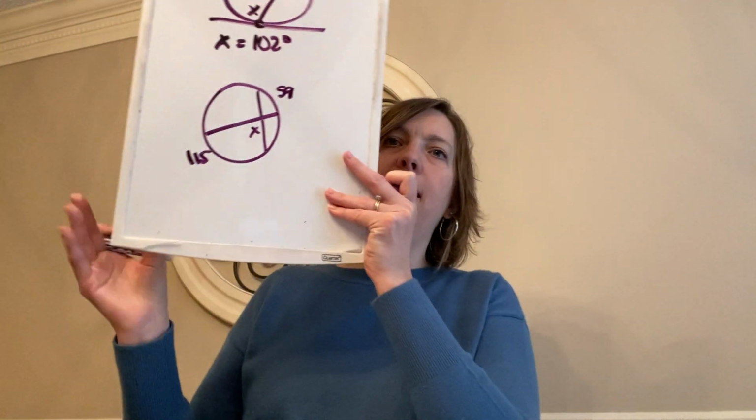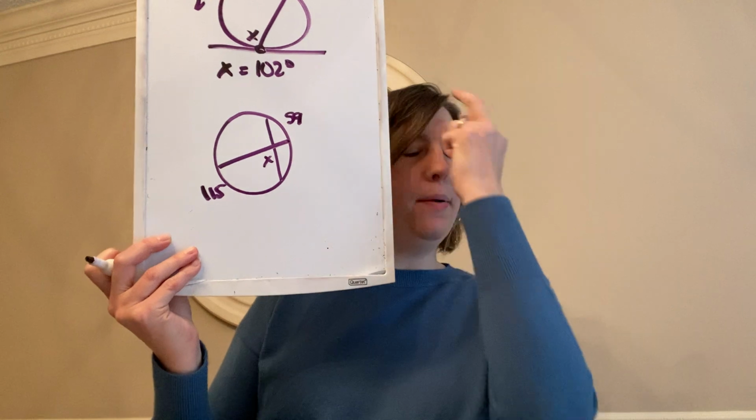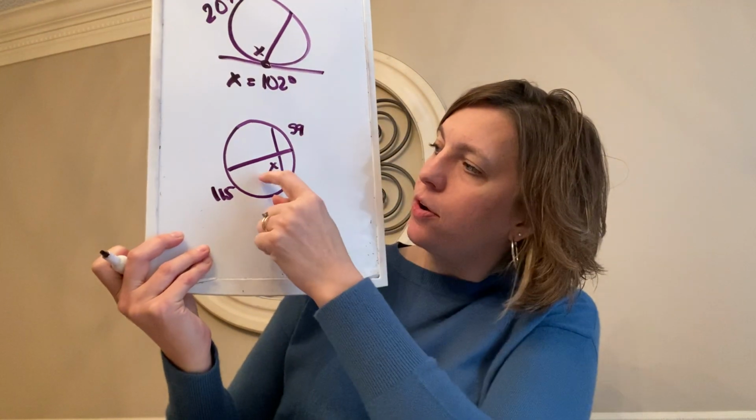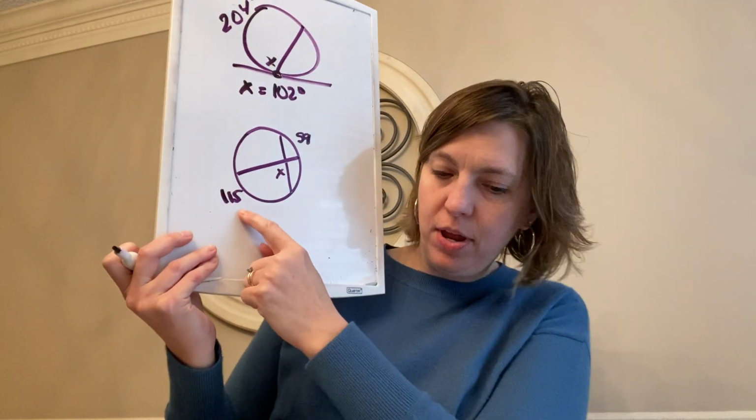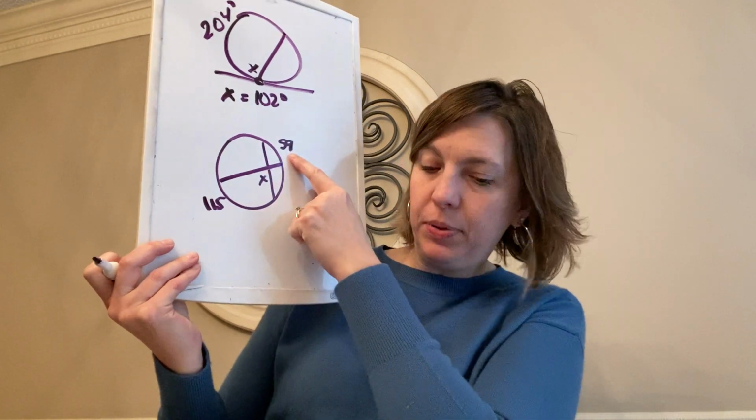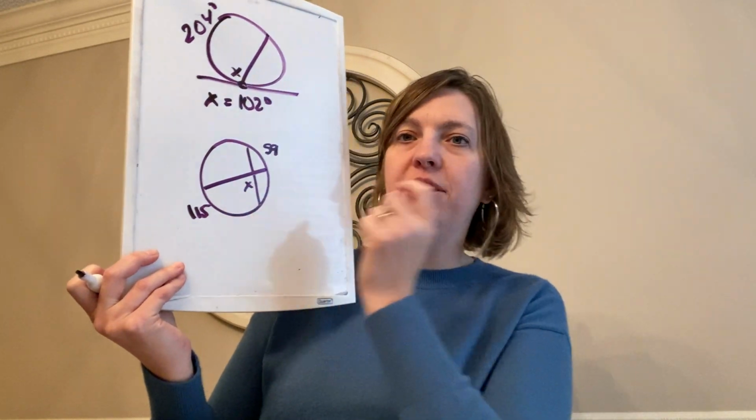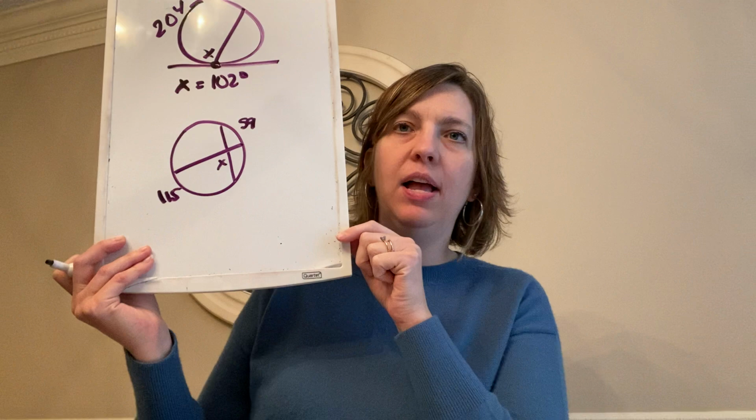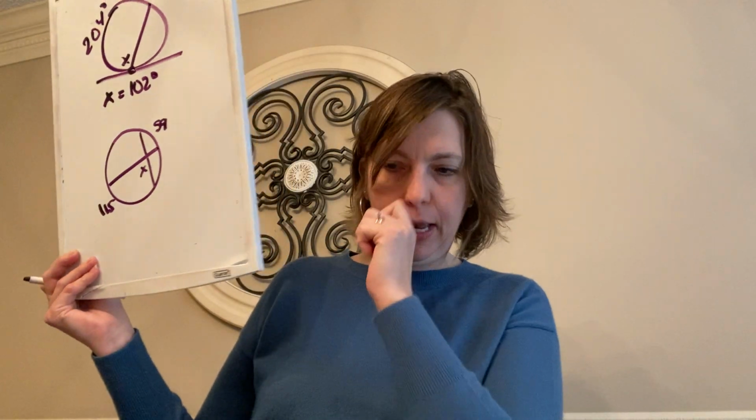Well, remember on letter D, I have two chords that intersect. It gave me 115 and 59, and it wants to know what X is. So all I'm doing is adding these together: 115 plus 59, and then dividing it by 2 to get my X. That's all I'm doing in letter D.